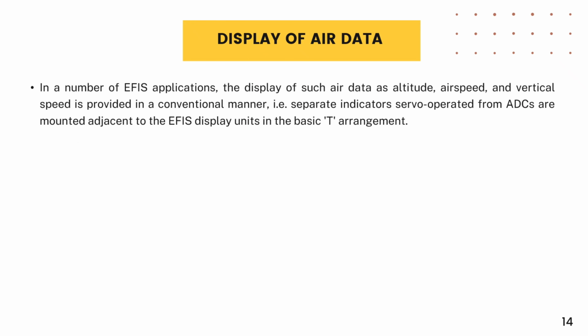Display of air data. In a number of EFIS applications, the display of air data such as altitude, airspeed, and vertical speed is provided in a conventional manner. That is, separate indicators servo-operated from ADCs are mounted adjacent to the EFIS display units in the basic T arrangement.